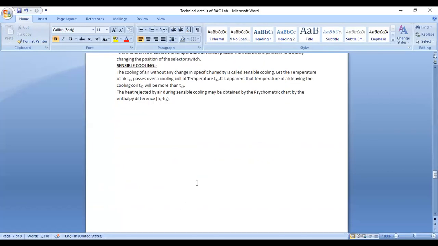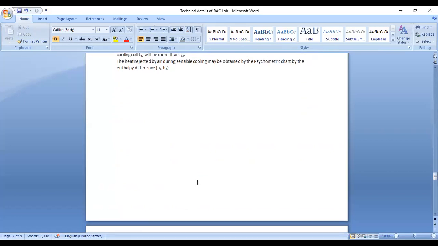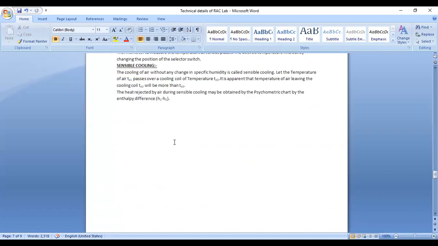And what is sensible cooling? Let us discuss. This portion is applicable to air conditioning systems. Cooling air without any change in specific humidity is defined as sensible cooling. Let the temperature of air TD1, which is the room temperature, pass over the cooling coil of temperature TD3.